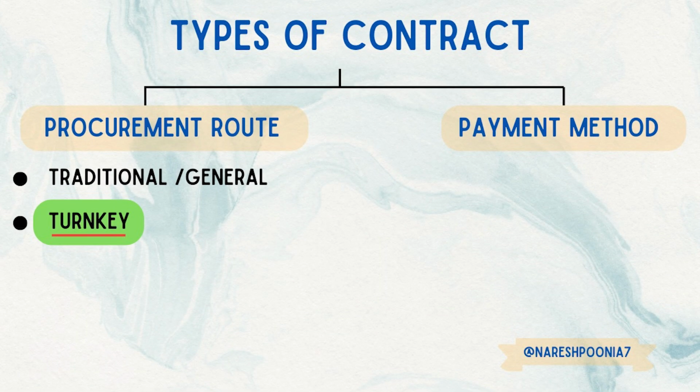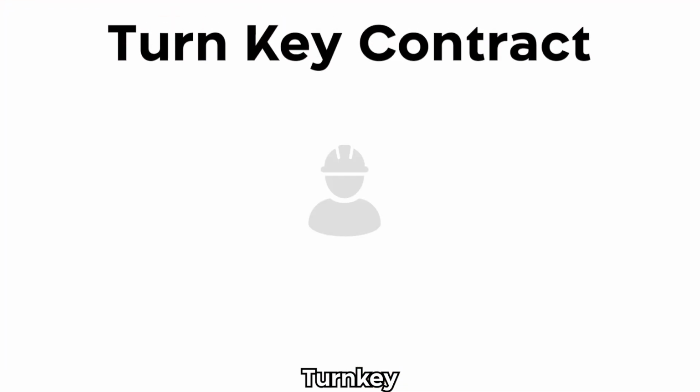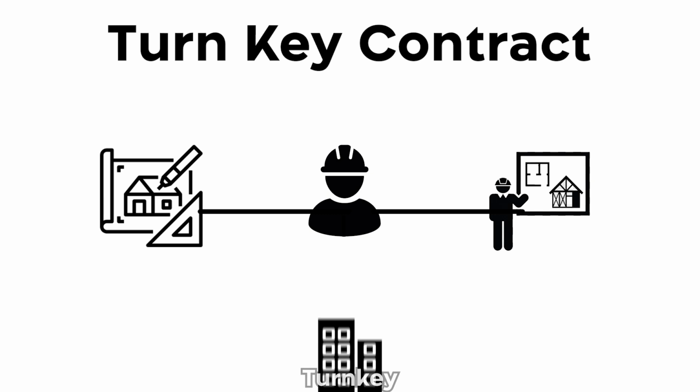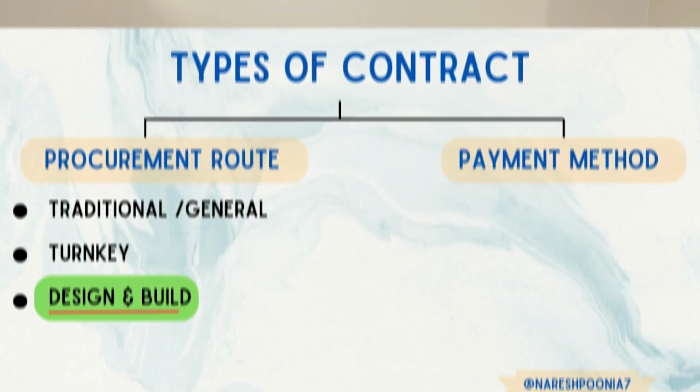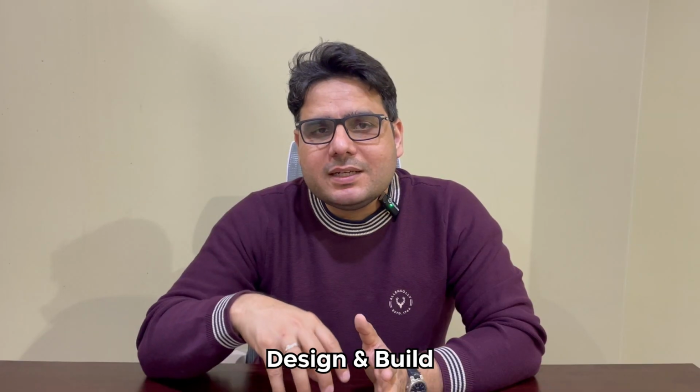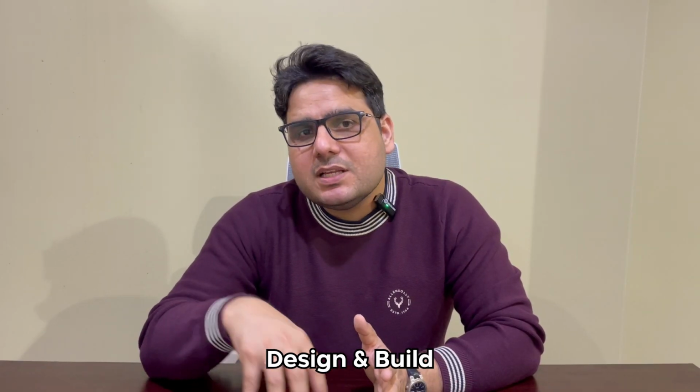What is another type of contract in this classification? Another type of contract is turnkey contract. In turnkey contract, the contractor is responsible for everything, for design, for construction, even the furnishing of the building. Now, what is another type of contract? There is one more contract called design and build contract. In design and build contract, the contractor is responsible for design as well as for construction.